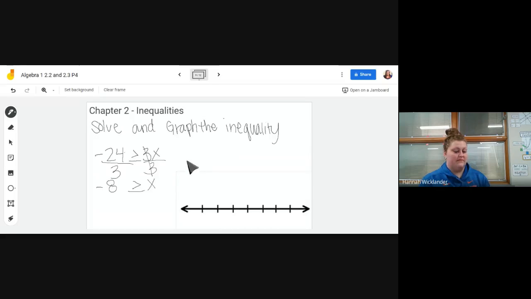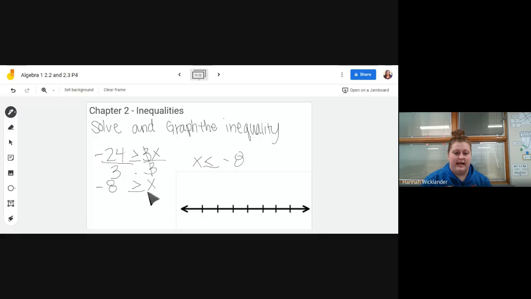A lot of people get confused on that. Don't let it trip you up. Only if the number that moves is negative. But I am going to turn it around so that the x is on the left side. But I'm not flipping the sign. I'm still going to keep the pointed part next to the x.